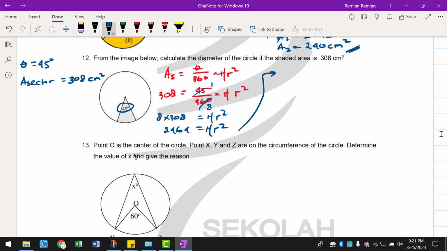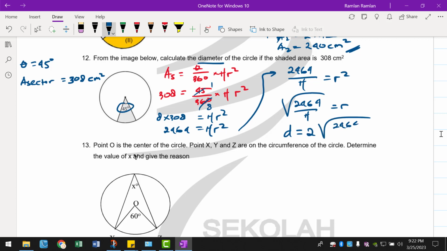We're not done yet because we're looking for the diameter, right? So we can find the radius first, and then we find the diameter. Let's divide both sides by pi. There'll be 2464 over pi equals r squared. Again, you don't need to change it into decimal, just leave it like that. Because we want to make r the subject, we need to square root both sides. There'll be square root of 2464 over pi equals r. Since we're looking for the diameter, it's twice that, so that will be 2 multiplied by the square root of 2464 over pi.